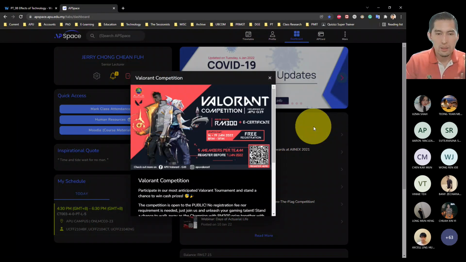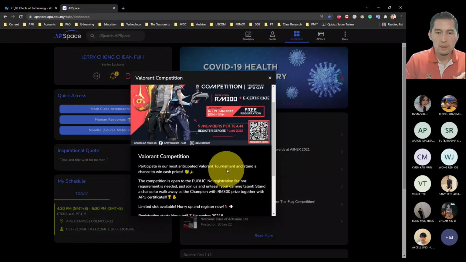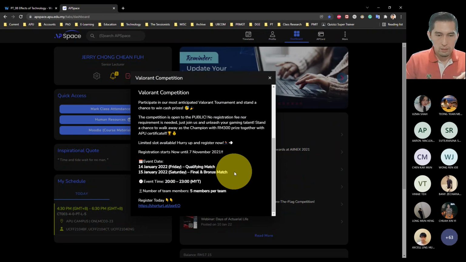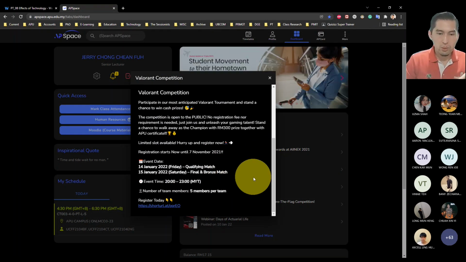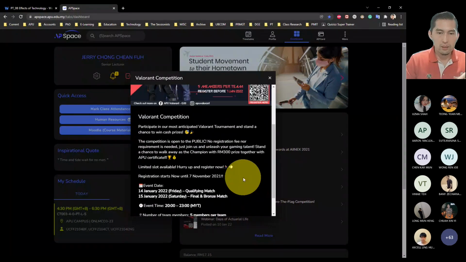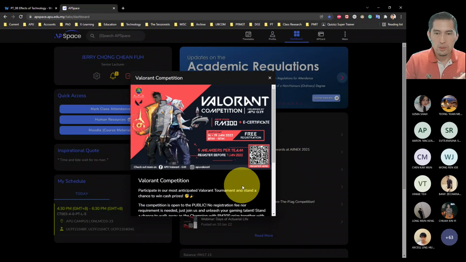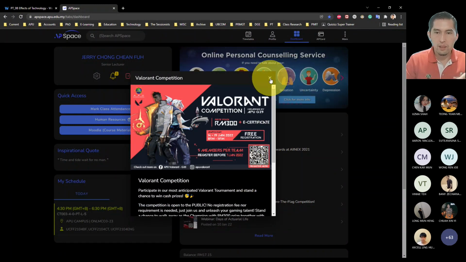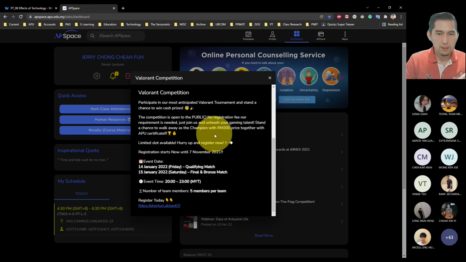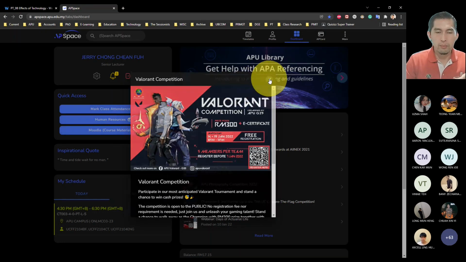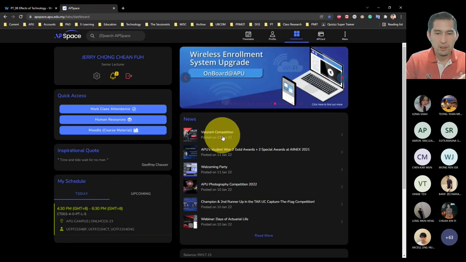Oh, I didn't notice this from earlier. Was this over? I think this was over. Oh no, the qualifying match is on the 14th, which is tomorrow. Interesting. I wonder who was organizing this. Organized by APU G35. Anyone in class organizing this? Now I'm interested to join. Does it say only for students?